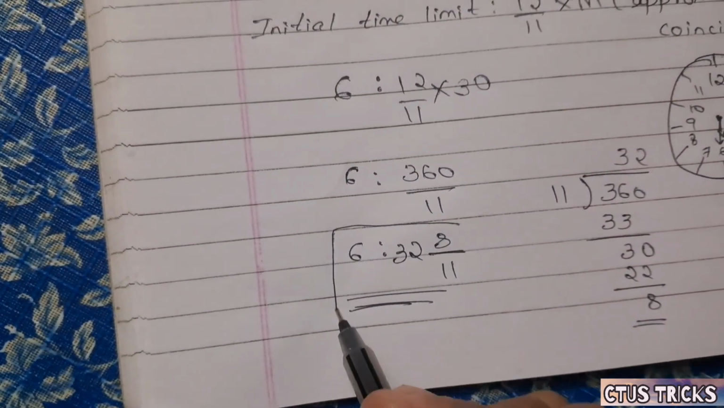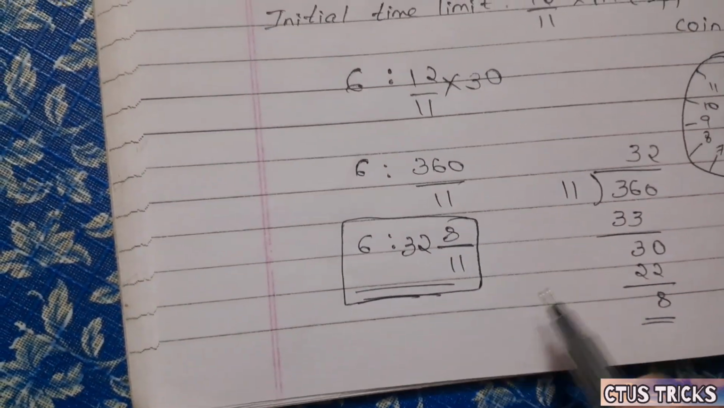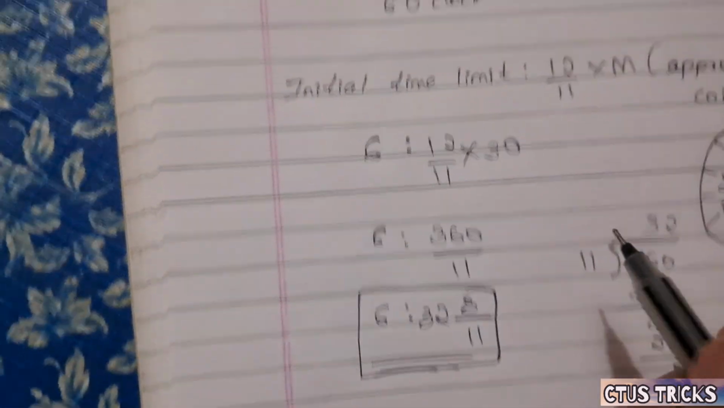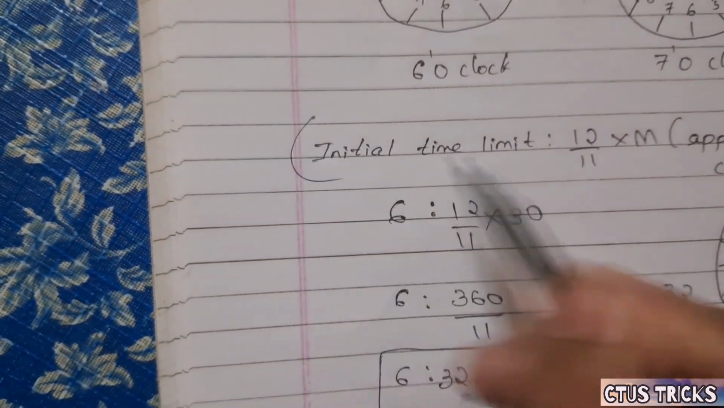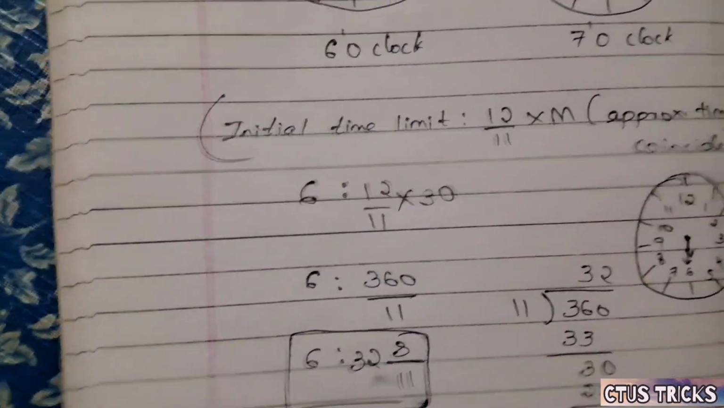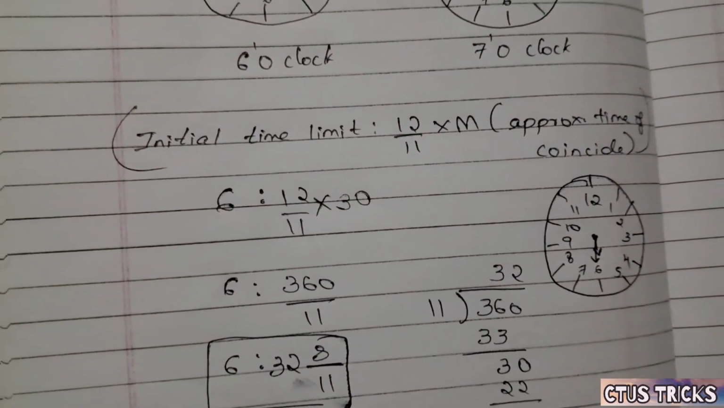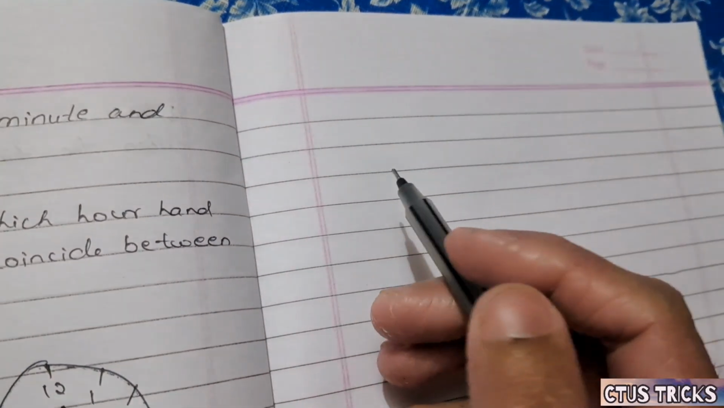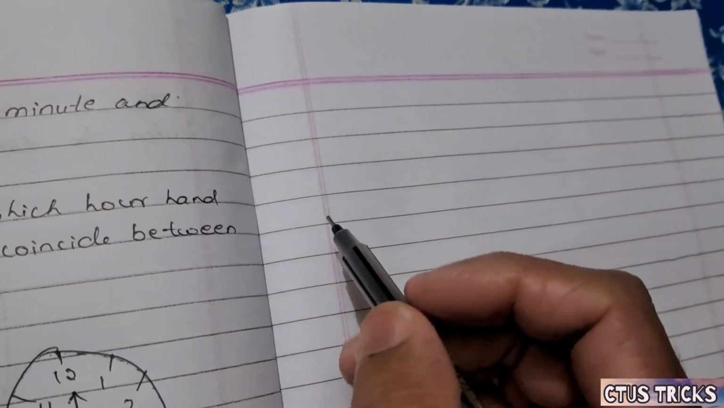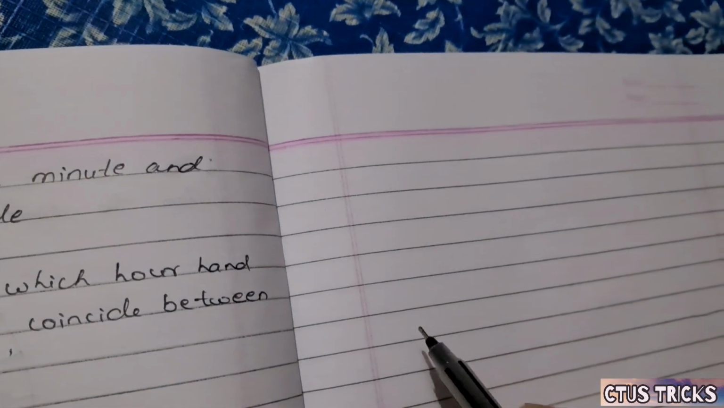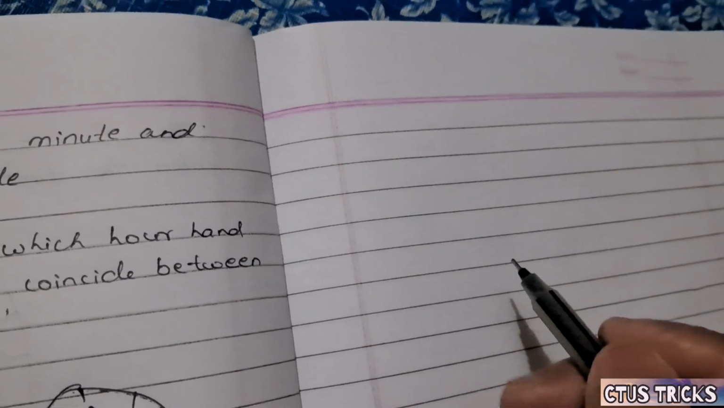At this time the hour hand and the minute hand will coincide. So this is the formula using which we can find the coinciding time. We have one more short trick. It will work for some cases only, for example, for option based questions.